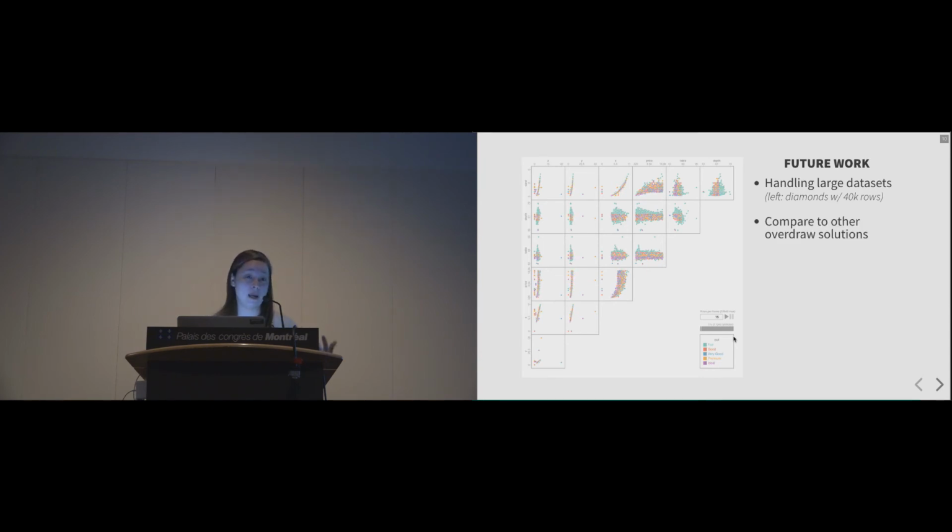And then we just compared static versus animated just to see whether or not we could get over that hurdle of animation being distracting. And we can, but now we really have to look at these other overdraw techniques, adapt them for a multi-class scatterplot matrix, and do a comparison of all of these techniques to see what's best.